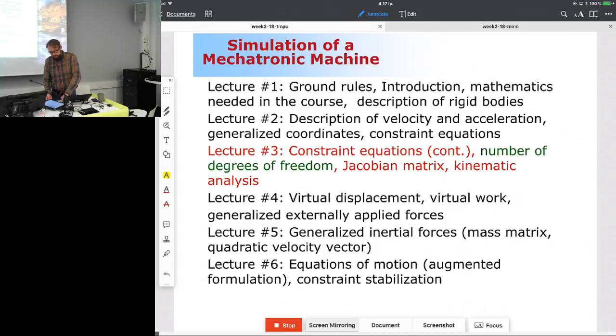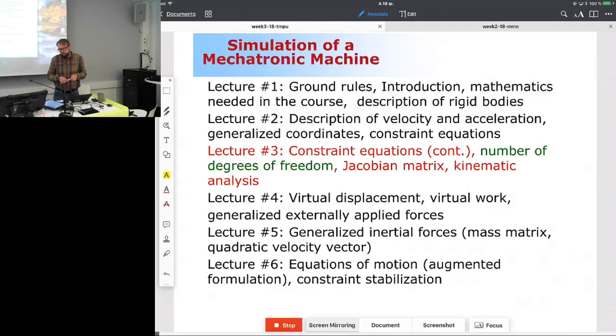So today we're going to look a little bit more at how we can define the constraint equations. And this is a very critical lecture because in a written exam and in a midterm exam there is always a question related to constraints. So please pay attention to what I'm explaining today.